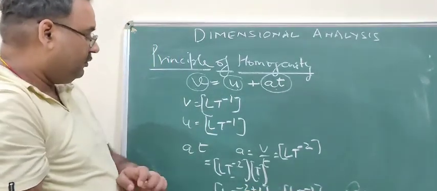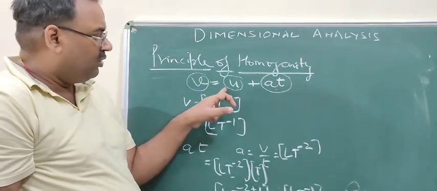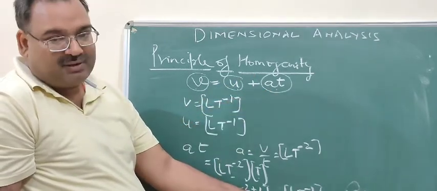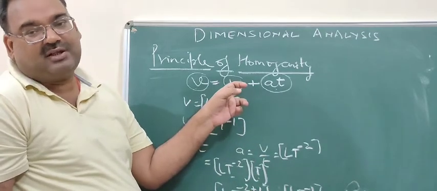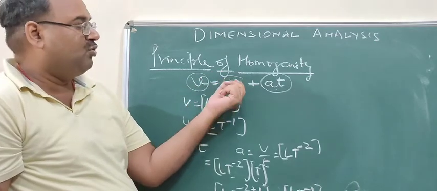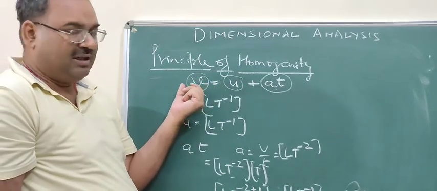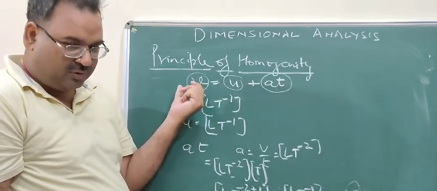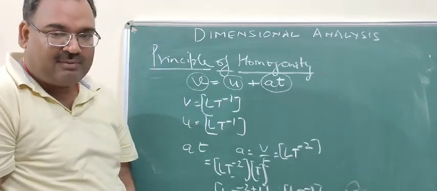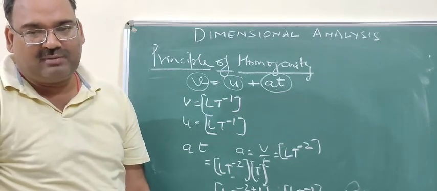Now what do we see? Here the left hand side dimension is LT-1, U is again LT-1, and AT on solving again gives dimension LT-1. This means this equation is correct. Each and every quantity independently is equivalent to the quantity on the left hand side. Now in the next video we will be discussing the uses of dimensional equations.